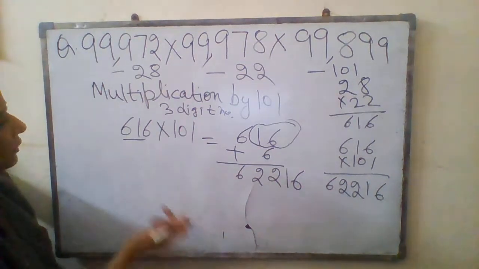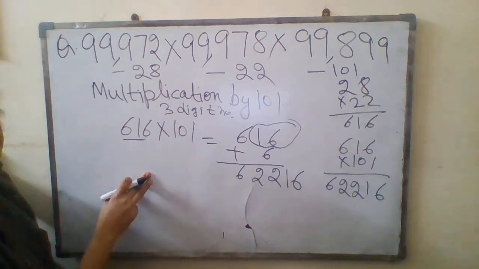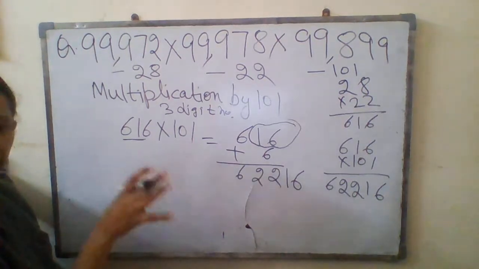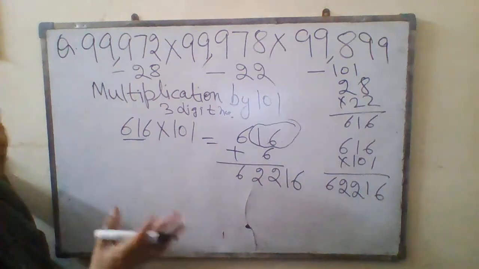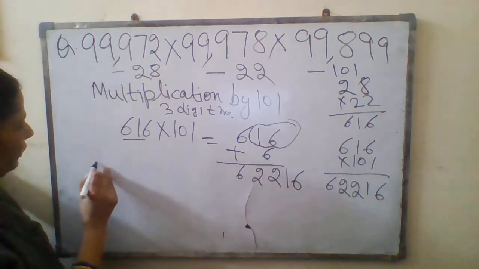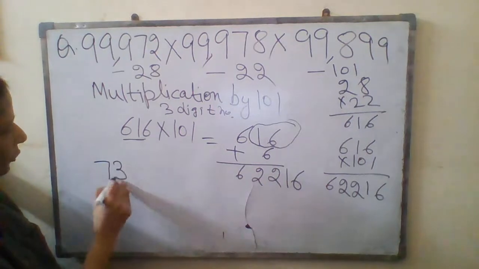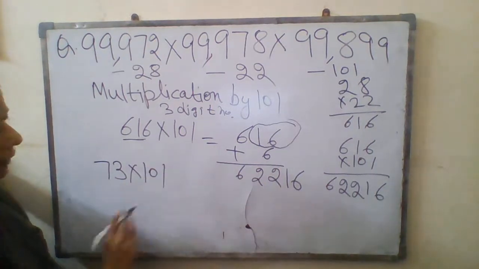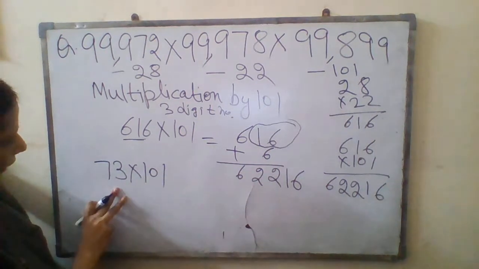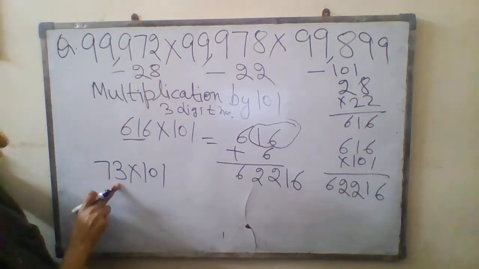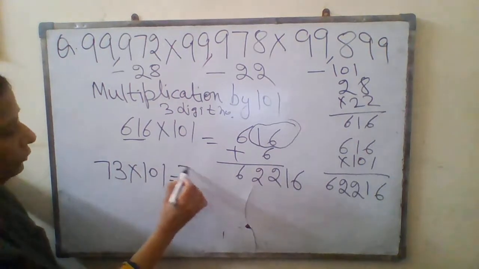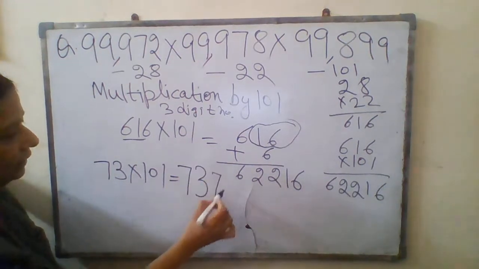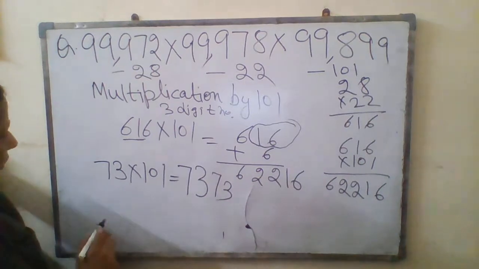Now, if the number is not a 3-digit number, I am going to tell you that trick also in this question itself. You can try as many questions here. Okay. Now you see, if I am going to tell you 73 multiplied by 101. Look at this question. This is not 3-digit. This is 2-digit. Okay, 2-digit number. So what you have to do here, you have to write down the number twice. 7373. You can try some other questions.